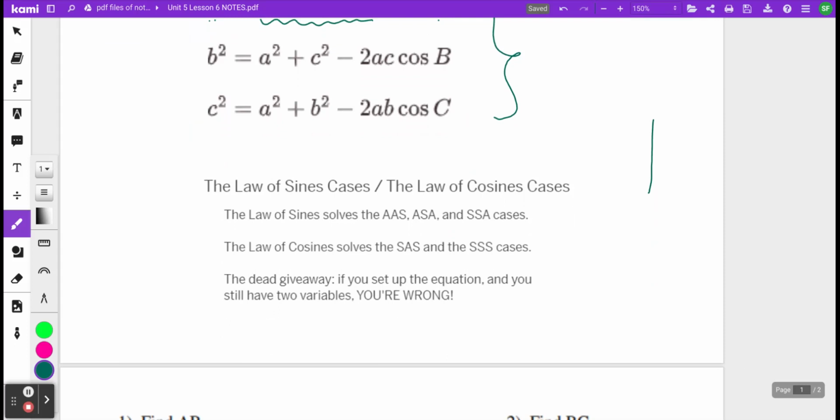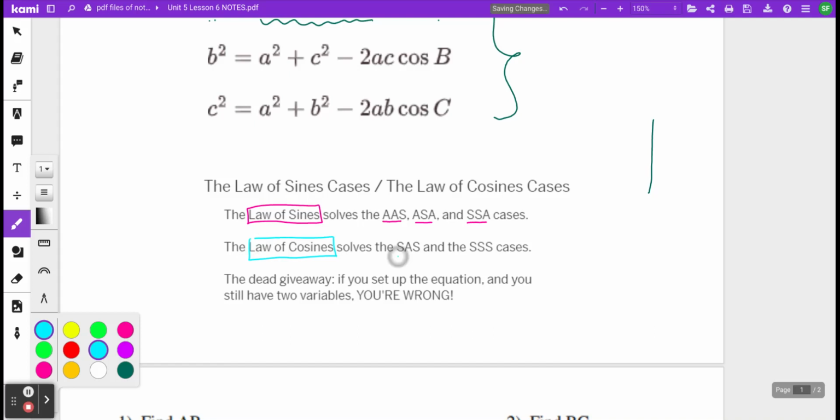When do you use law of sines? When do you use law of cosines? For law of sines, you're going to use it for angle, angle, side and angle, side, angle cases. Law of cosines is going to be mostly for side, angle, side and side, side, side cases. The giveaway is if you set it up and you have two variables, you know you're using the wrong formula. So it's a very easy thing to check for.